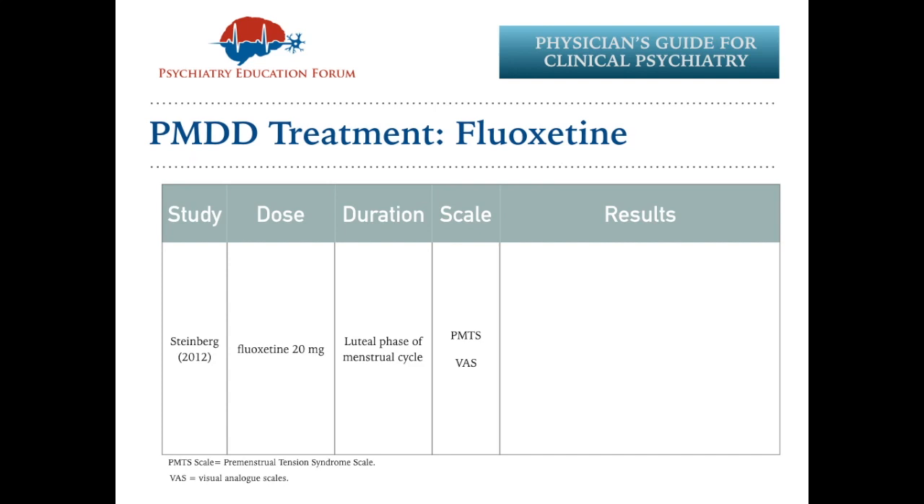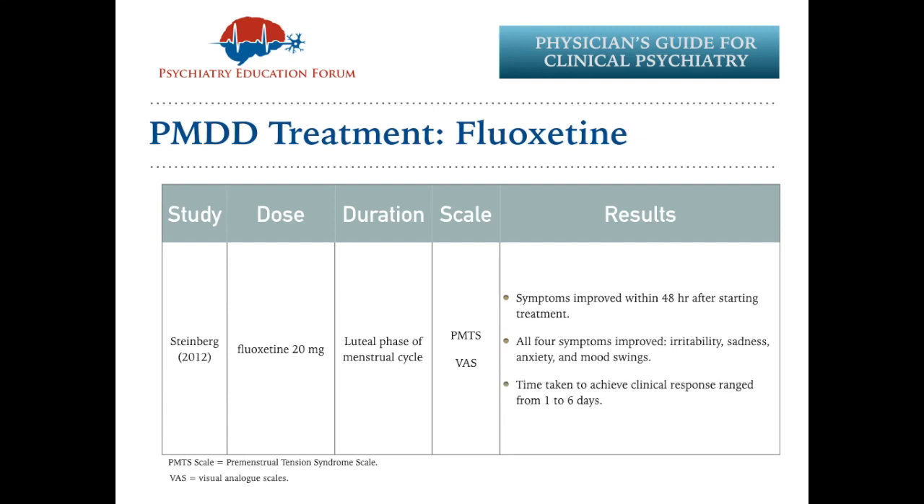What did this study find? Well, symptoms improved within 48 hours after starting treatment, in 2 days. Amazing. And all symptoms improved, not just one: irritability, sadness, anxiety, and mood symptoms. And the average time it took to achieve a clinical response was 1 to 6 days. This information is very important when you tell patients about the importance of these medications and what to look for in terms of scales that they do on a daily basis if you're using scales to follow them.